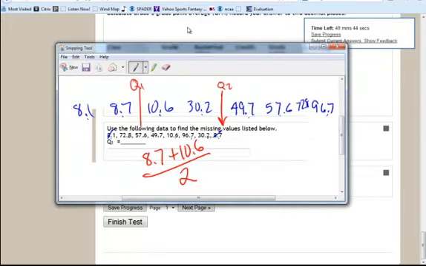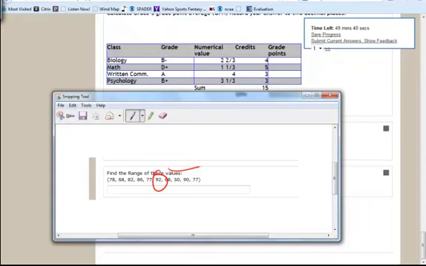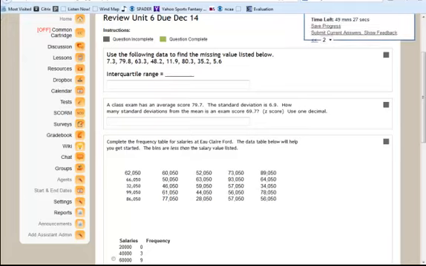Range is the difference, so we're going to subtract the largest one, subtract the smallest one, and that will be the range. Some people list them. Remember, the range is the difference between those two.